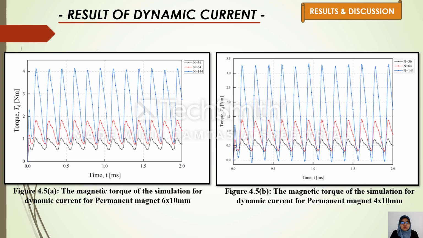The magnetic torque is measured during this process to determine the motor design capabilities. The motor torque average value was measured in the study at a speed of 30,000 RPM, and the current value was adjusted from 0 to 10 ampere. Figure 4.5a and Figure 4.5b show the torque value obtained from the motor design simulation with magnet size of 6 times 10 mm and 4 times 10 mm and an input current of 8 ampere.